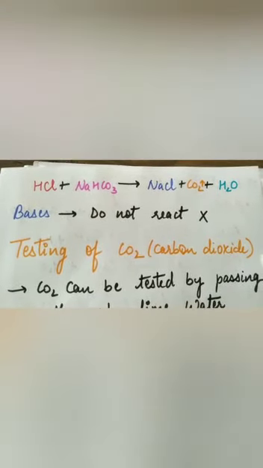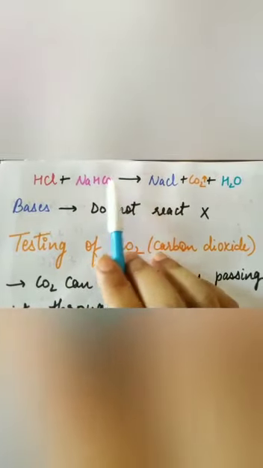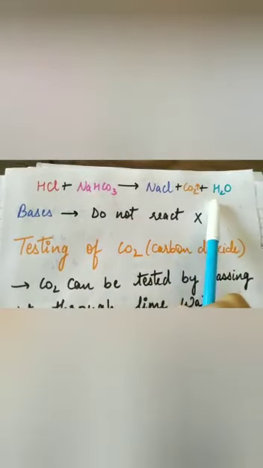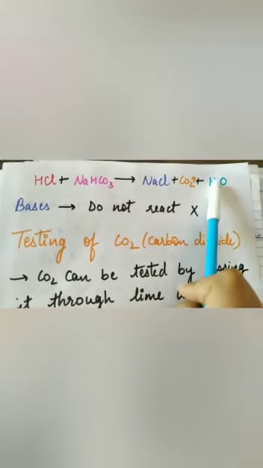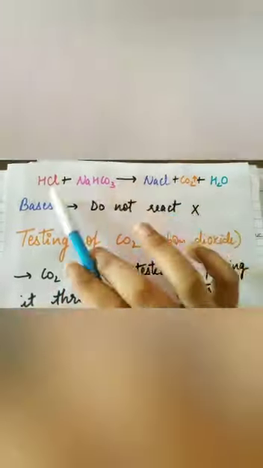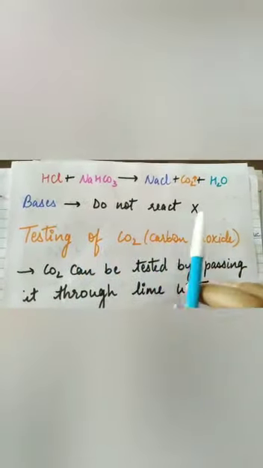Another example we are taking is HCl with sodium hydrogen carbonate. That was sodium carbonate, this is sodium hydrogen carbonate. When HCl reacts with sodium hydrogen carbonate, NaCl is formed again, Na from this side and Cl from this side, carbon dioxide gas is released and water, H2O, is formed. This is the reaction of acids. Now bases do not react with metal carbonate or metal hydrogen carbonate.